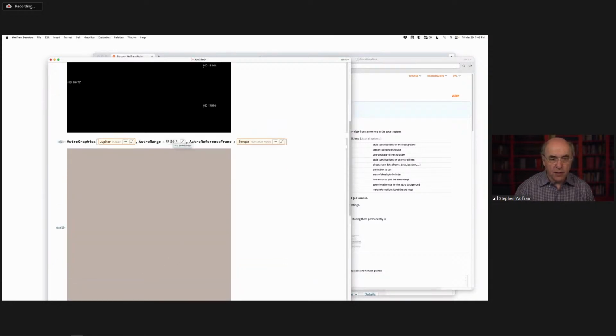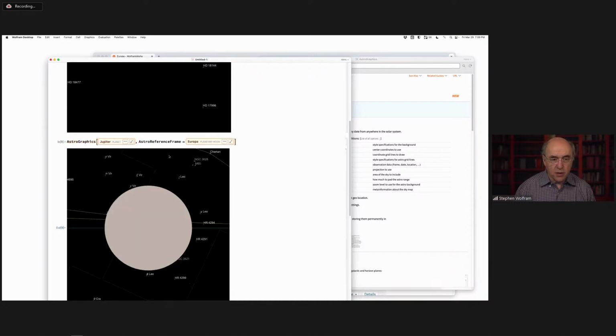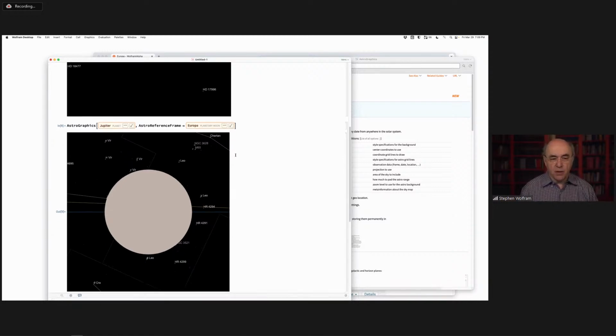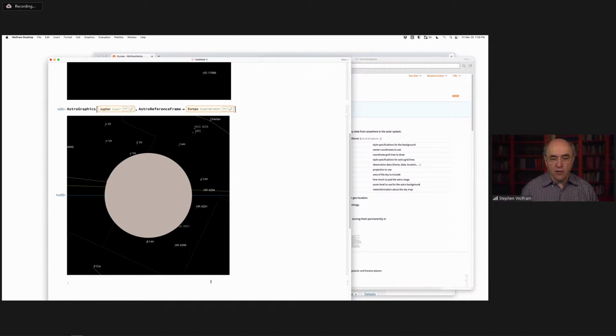Well, that was very interesting. Let's forget about this range. Let's just see what it does. Okay. Oh wow, there's Jupiter. Okay, that is from the center of Europa. That's the position of Jupiter. So that's what Jupiter looks like in the sky of Europa.